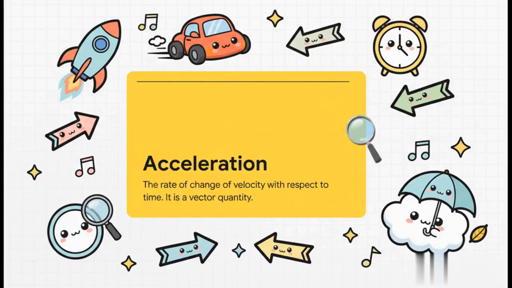Acceleration is any change in velocity. And remember what velocity is. It's a vector. It has speed and direction. So, you are accelerating if you speed up, you are accelerating if you slow down, and you are even accelerating if you're just changing direction.